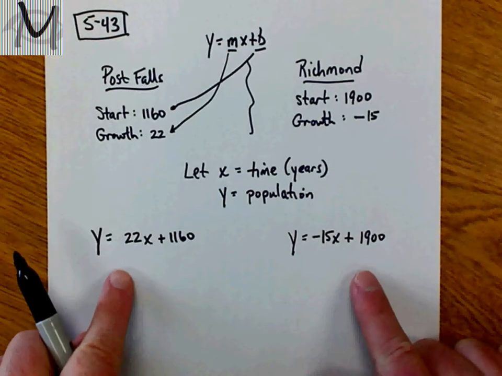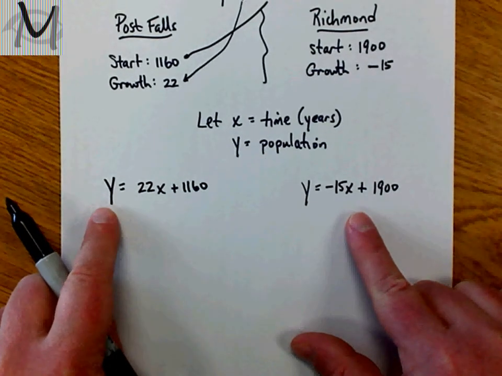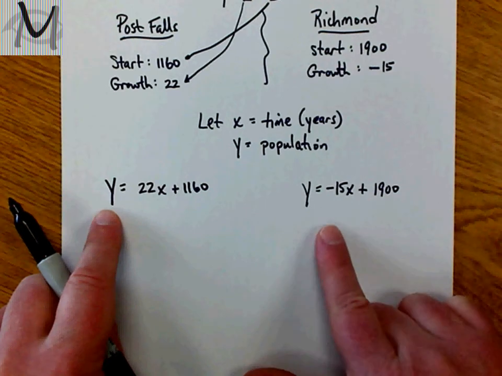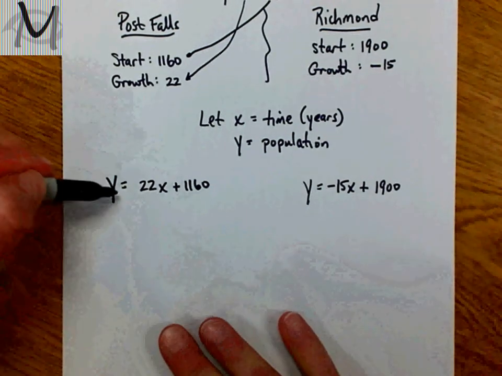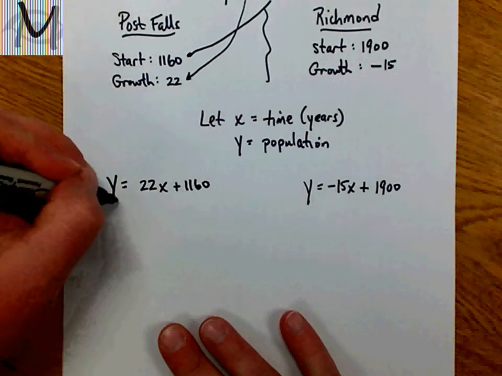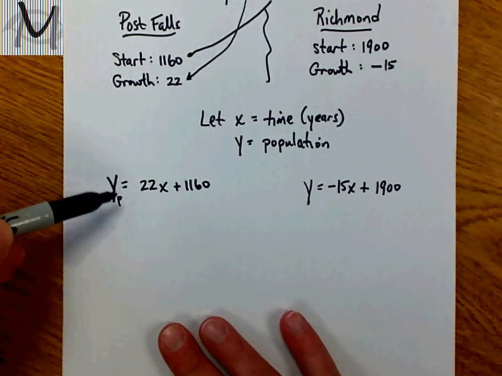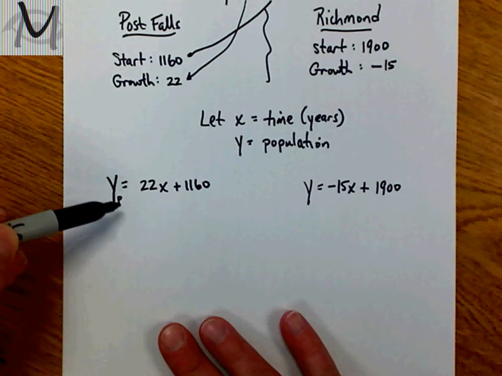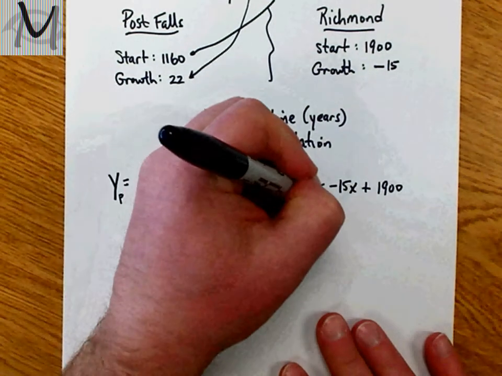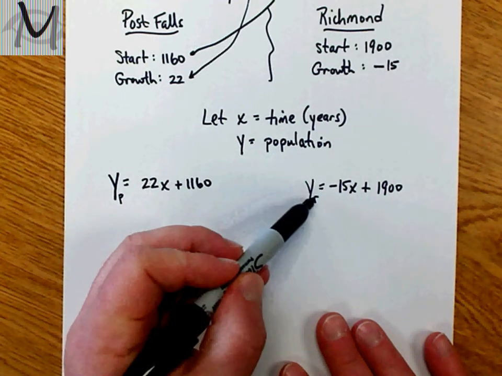Again, I'm going to put subscripts on the y, which I hope is not going to confuse this too much. This letter y with a little p next to it stands for the student population of Post Falls. It's a little bit of a name tag. Over here, I'm going to put a little r next to this one for the population of Richmond.